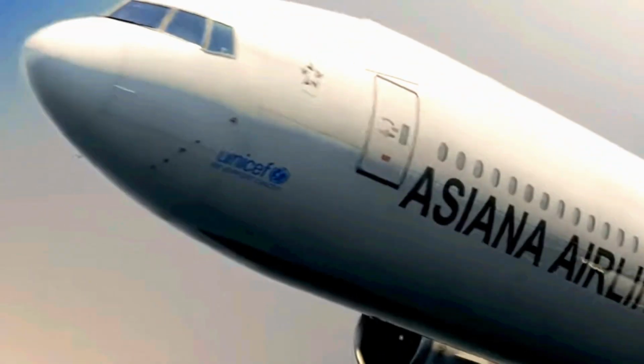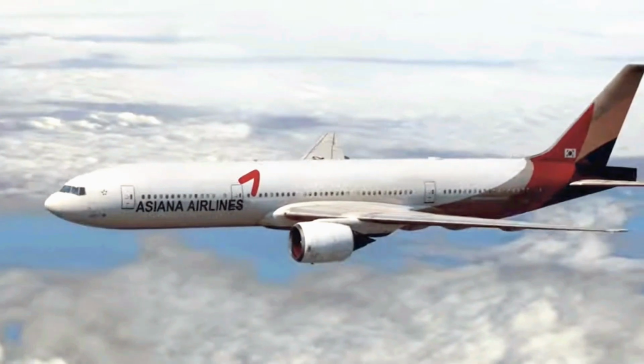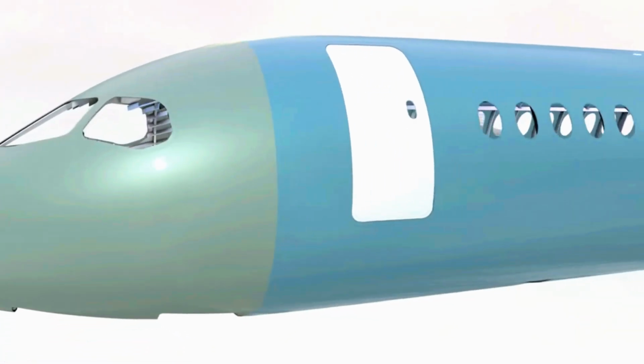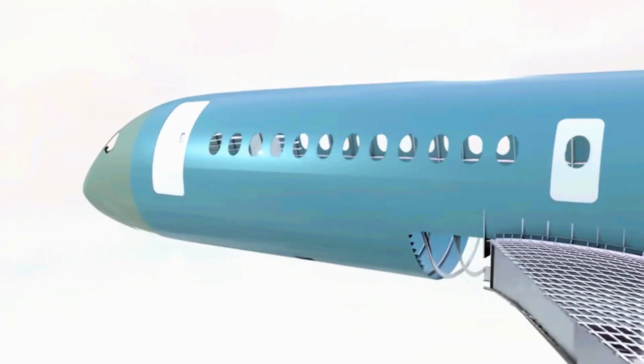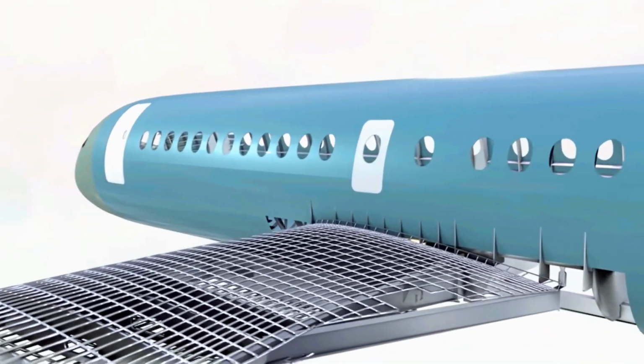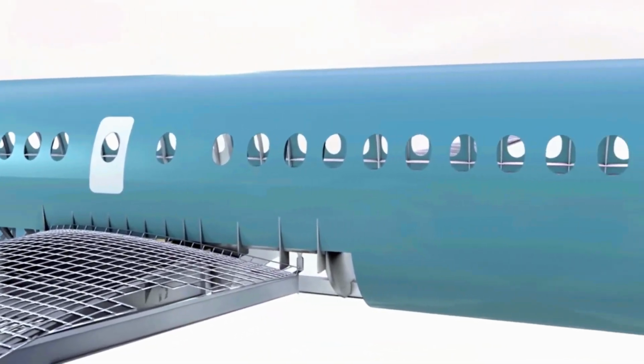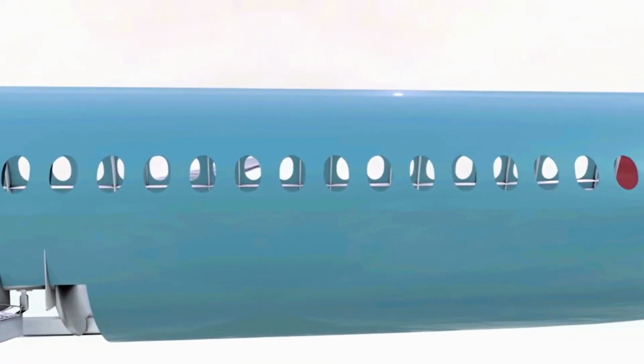Wake turbulence, produced by an aircraft's wingtips as it moves through the air. Larger aircraft generate more significant wake turbulence that can affect smaller aircraft following behind, especially during takeoff and landing. Pilots maintain separation distances to avoid encountering potentially hazardous wake turbulence.